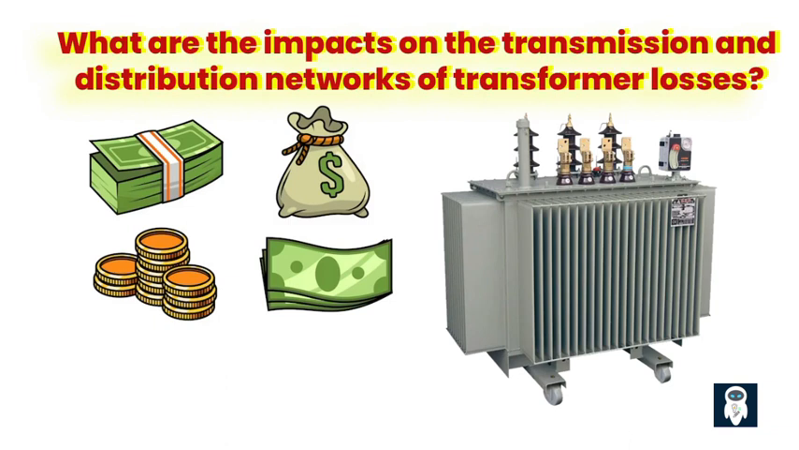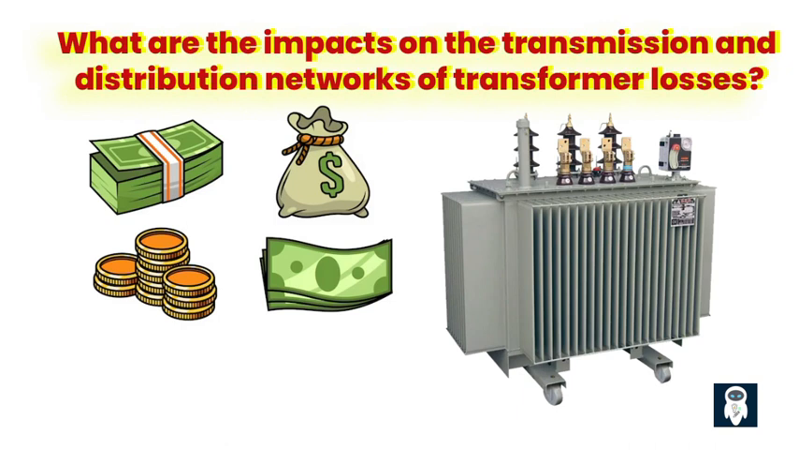What are the impacts on the transmission and distribution networks of transformer losses? Transformer losses have significant impacts on the efficiency, reliability, and cost-effectiveness of transmission and distribution networks. These losses occur in both the core and windings of the transformer and can result in various consequences throughout the electrical system. One of the primary impacts of transformer losses is reduced efficiency.